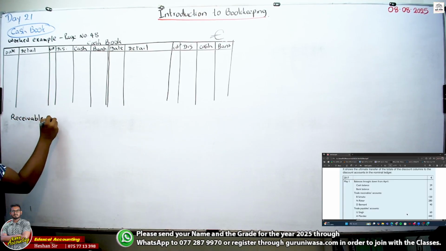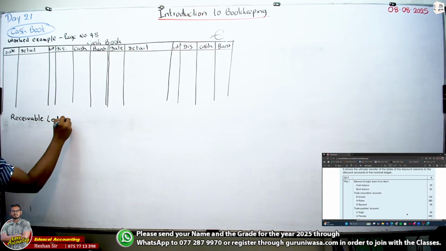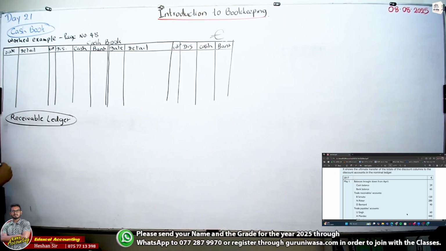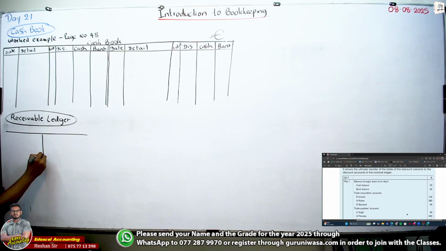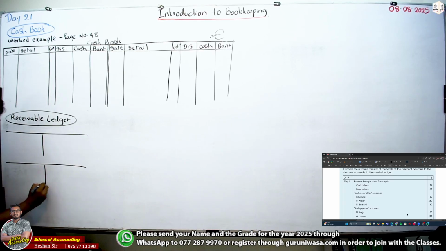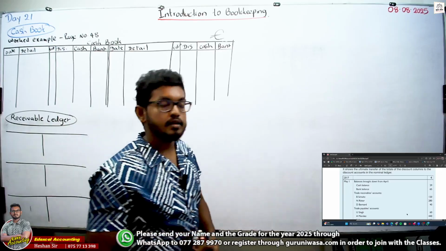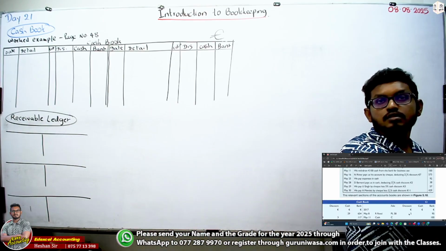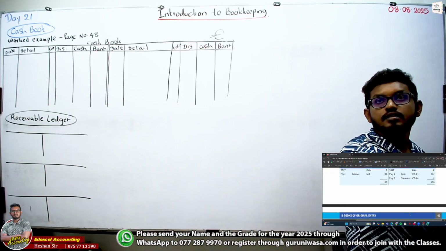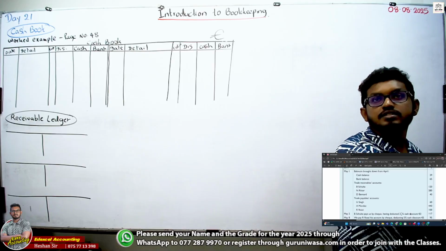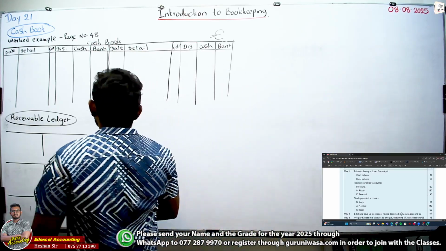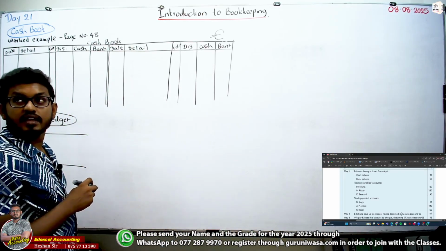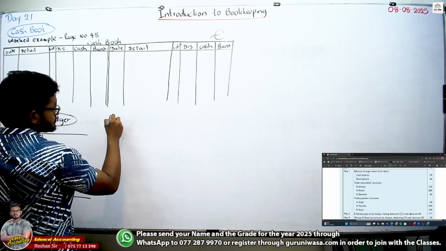So then I'll draw, first of all, the receivable ledger. I'll use T format. If you need, you can use the T format for the cash book as well. So there are three parties, right? Three parties. Then the payable ledger, there are also three parties.